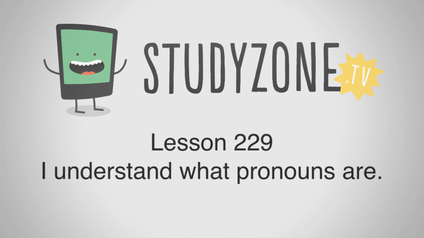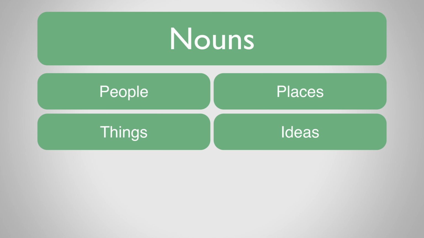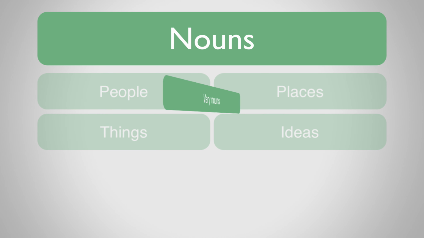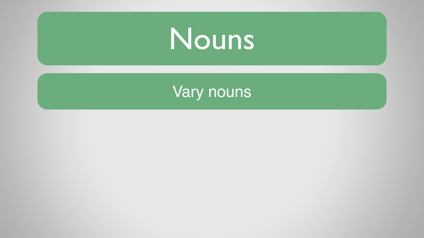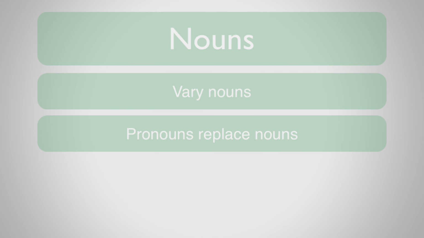We already know that nouns are used to name people, places, things or ideas. However, we often need to vary our nouns to avoid our sentences sounding repetitive or boring. In this situation, we can use a pronoun to replace a noun. Let's take a look at an example.